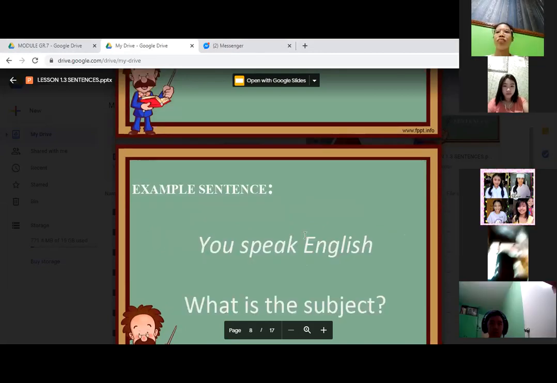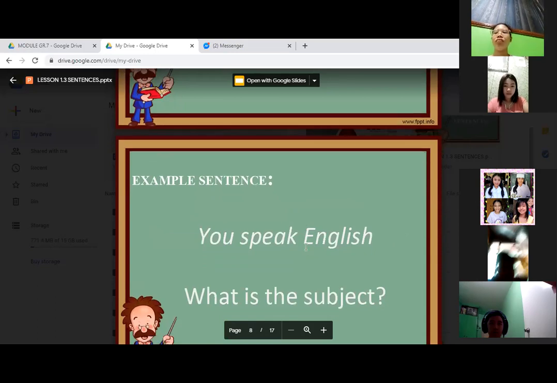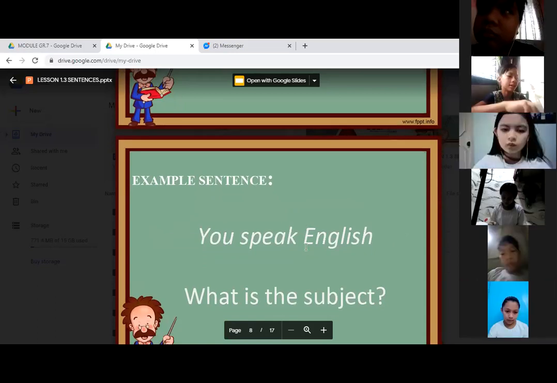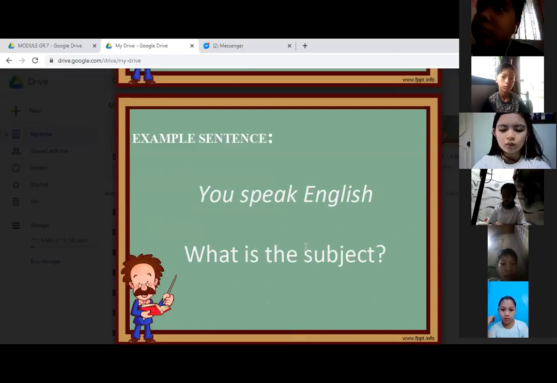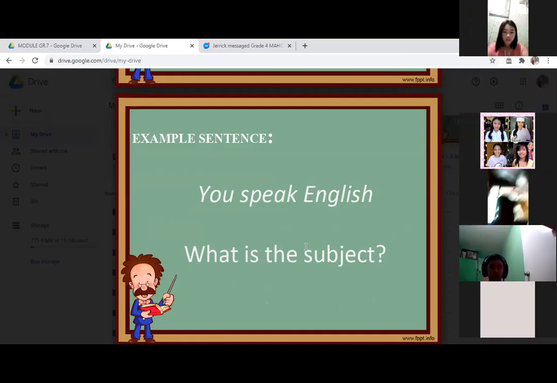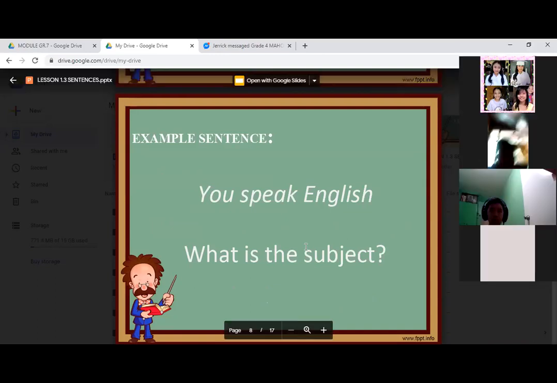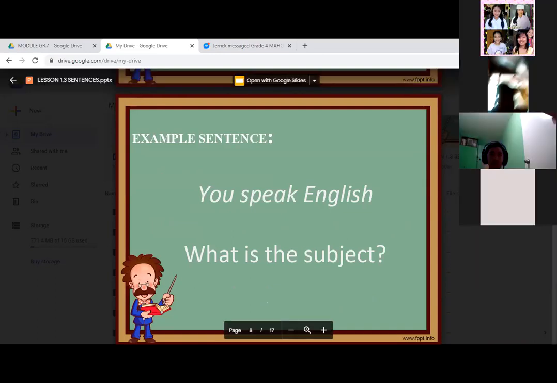So now class, take a look at this example. You speak English. That is the sentence. You speak English. Now, what is the subject? Sinong pinag-uusapan? Anyone? You. Very good, very good. Sige. You. The subject is you.